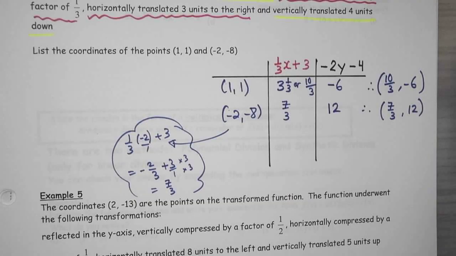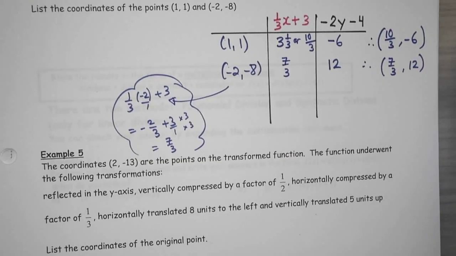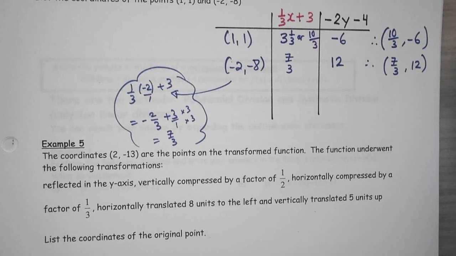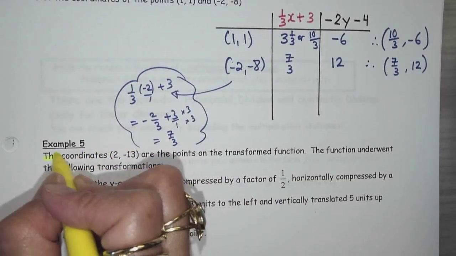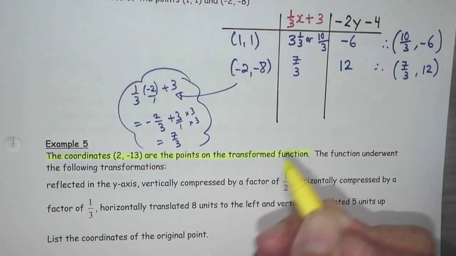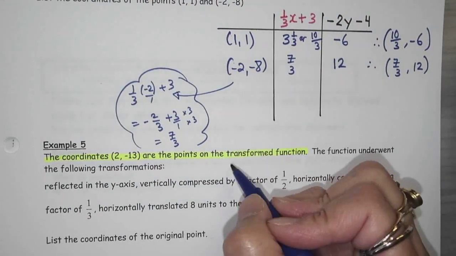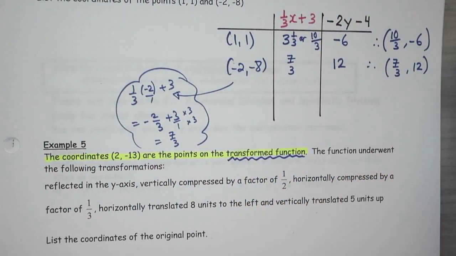Okay. And the next example is the same, except the first sentence. That first sentence tells you the coordinates, this is the most important, are on the transformed function. This is why I want to show you this example. So again, we did the same example in grade 11. We didn't do it cubed, and this was the difference between the two.